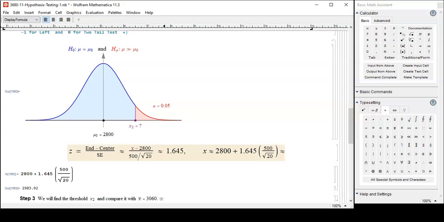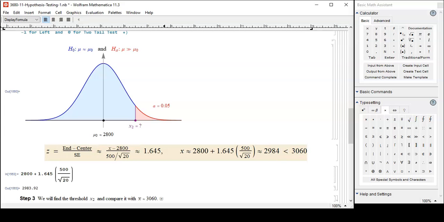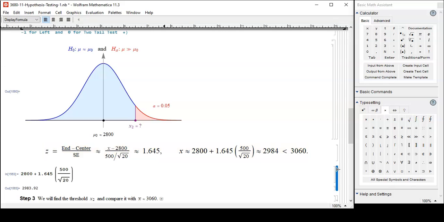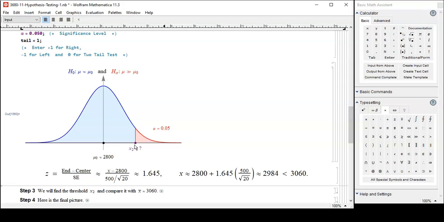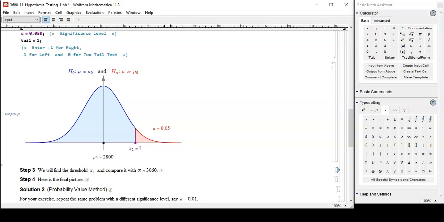I got 2983.92. Even if I take 2984, 3060 is clearly greater than that. So this value here, 2984, so 3060 falls in the red region. Oh, there was improvement. Alternative wins.